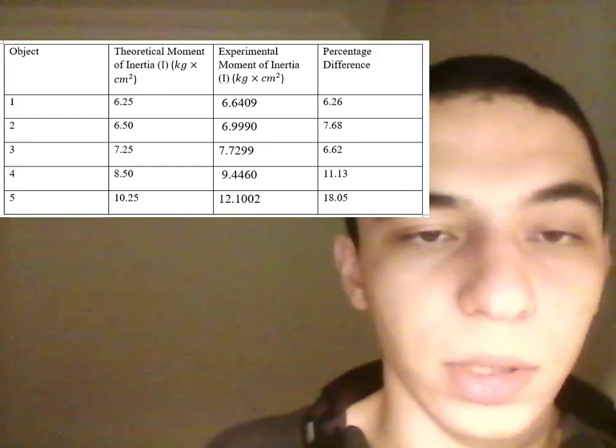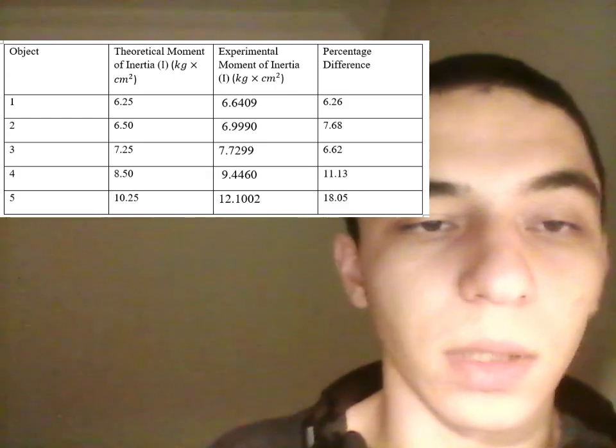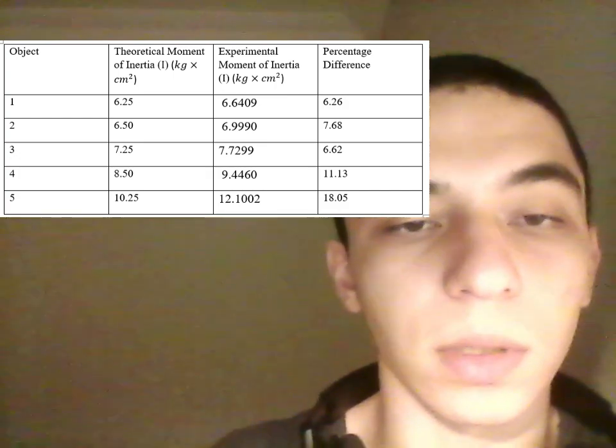As you can see, the biggest percentage difference between the theoretical and experimental value is on the last one, which is the cylinder that has the biggest inner radius. And this could be because the moment of inertia of the cylinder is higher and causes it to slip more on the inclined plane.